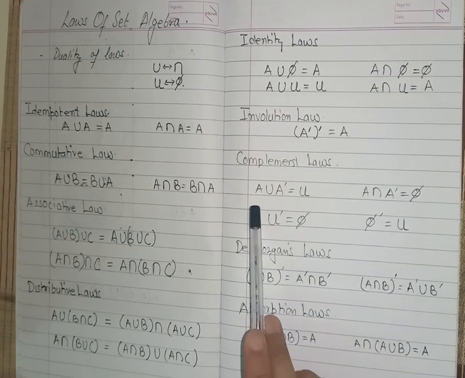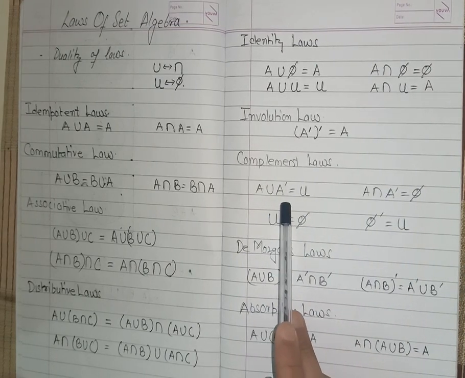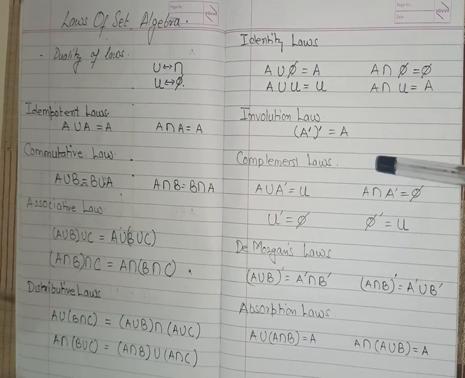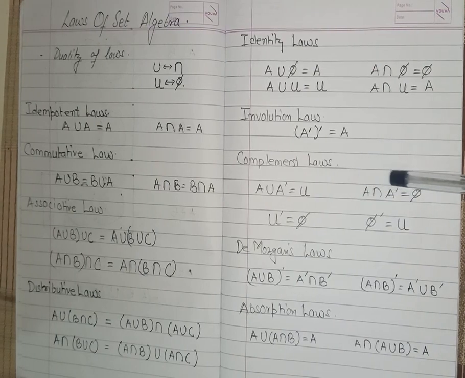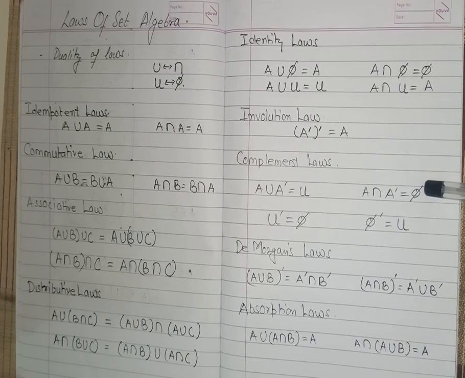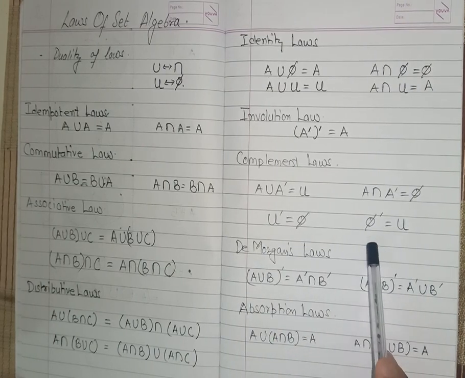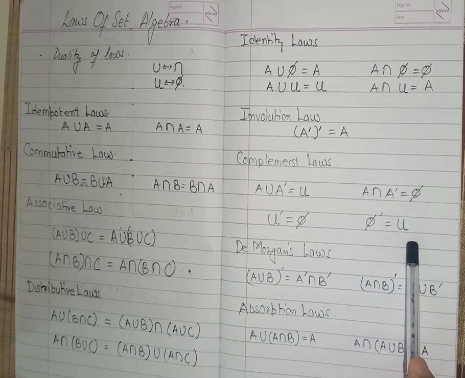And the dual will be A intersection A dash is equal to null set. Just think over it. All the elements of A and all the elements which are not in A, their intersection will definitely have no elements in it. So they will be phi. The complement of the universal set is the null set and the complement of null set is the universal set.